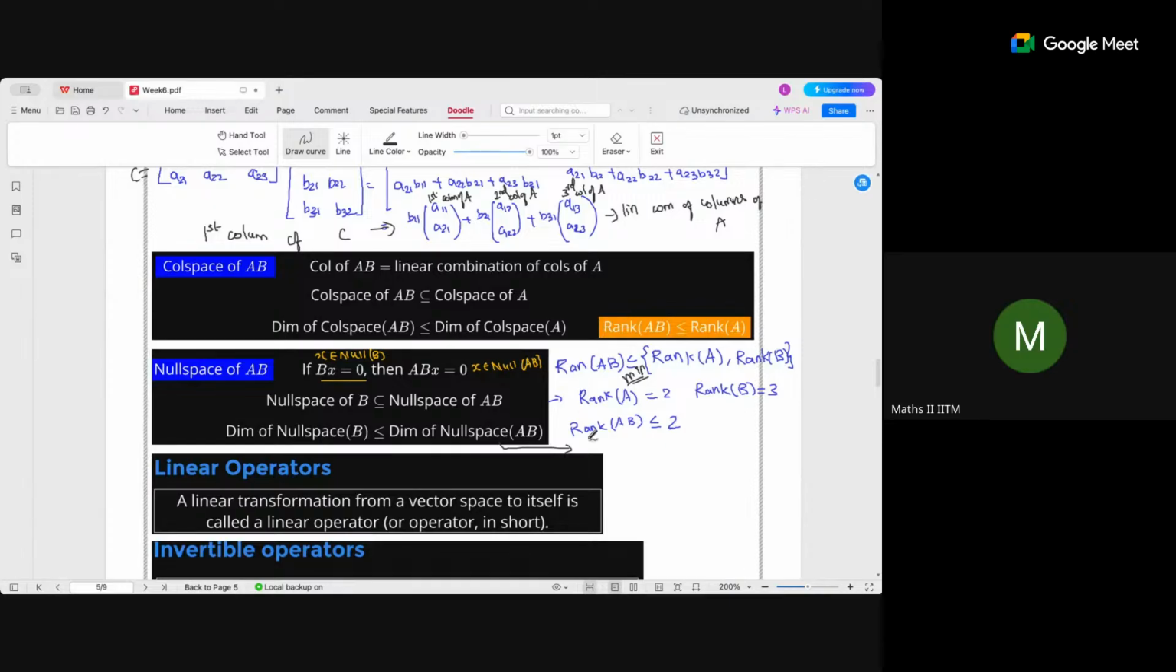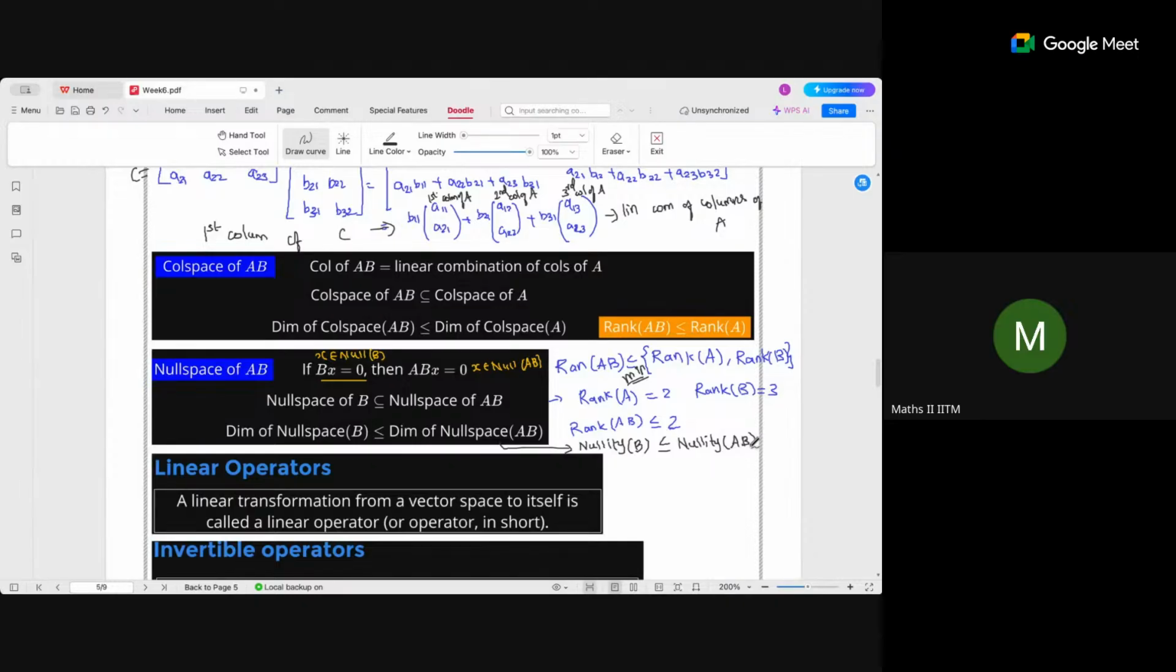Rank and nullity. So the nullity of B is less than or equal to the nullity of AB. Okay, so these are some relations we have for the product and the underlying matrices. I hope these properties are clear for everyone.